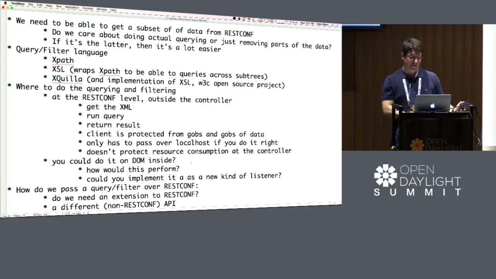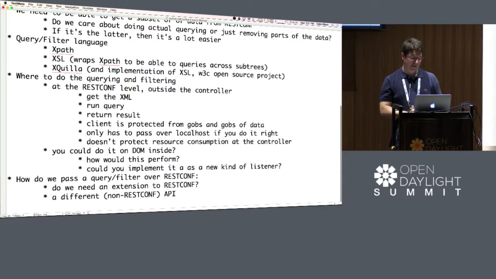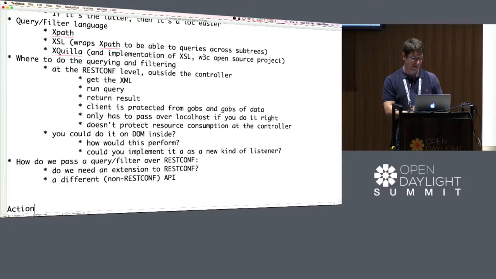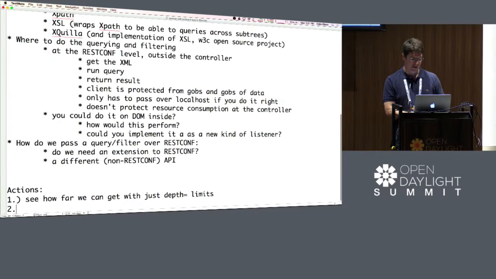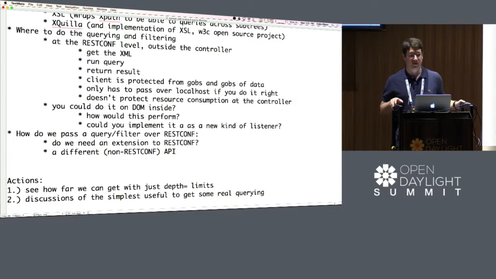Cool. So, are there any last...? I think we're sort of at time, and it sounds like the actions are basically, one, see how far we can get with just depth equals limitation, limits, and then two is discussions of the simplest useful way to get some real querying, and I think that'll be really useful.